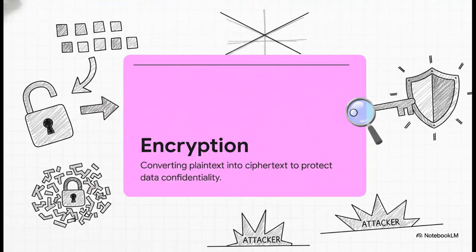One of the most powerful shields we have is encryption. At its heart, it's the art of writing in a secret code. It takes your normal readable data, called plain text, and it scrambles it into something totally unreadable, called ciphertext. Without the secret key, all your sensitive info is just complete gibberish to an attacker.